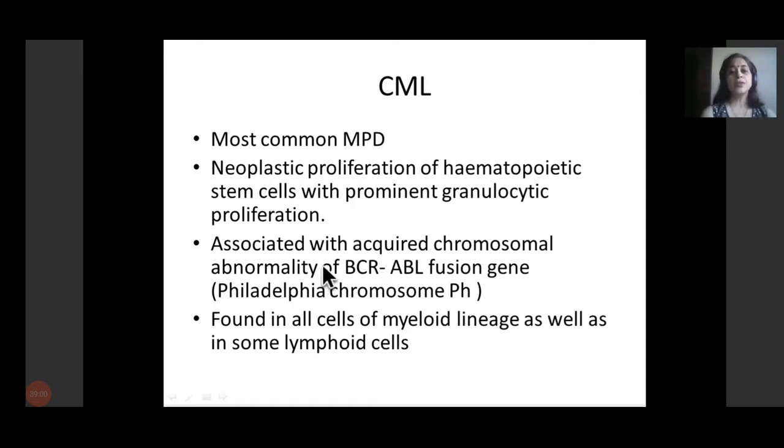This is due to the acquired chromosomal abnormality of the BCR-ABL fusion gene, resulting in tyrosine kinase activity, a gene product which can result in the uninhibited proliferation of the myeloid cells from the stem cells. This is found in all the cells of myeloid lineage as well as rarely in some lymphoid cells.